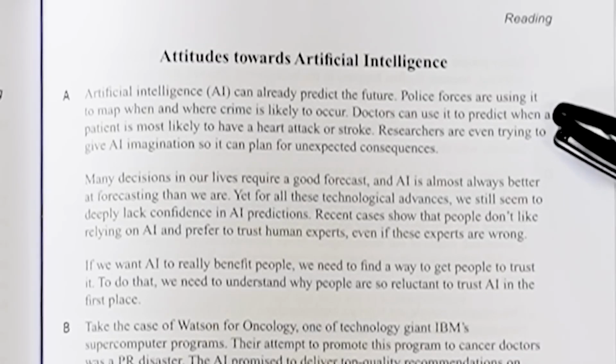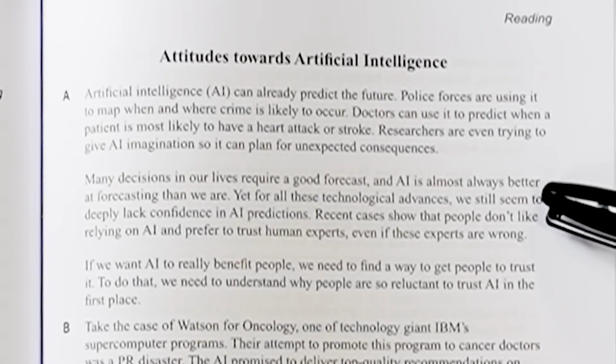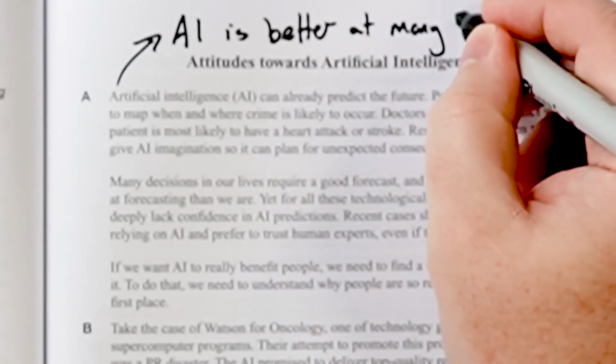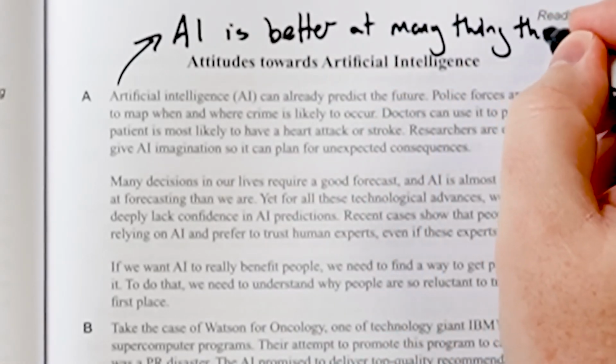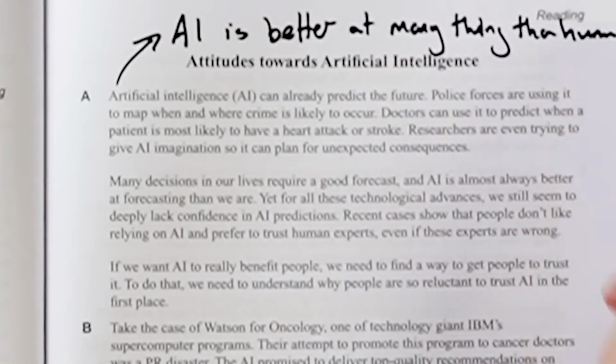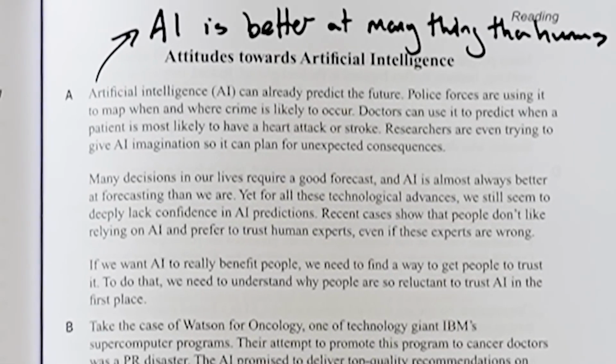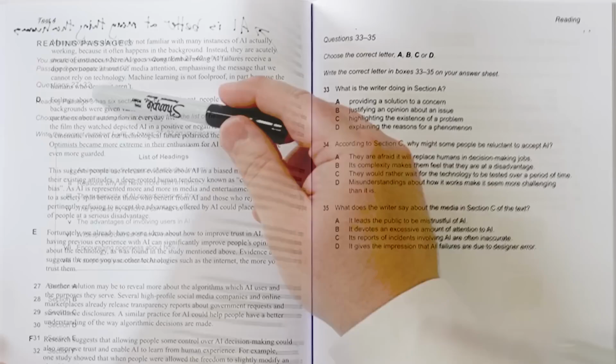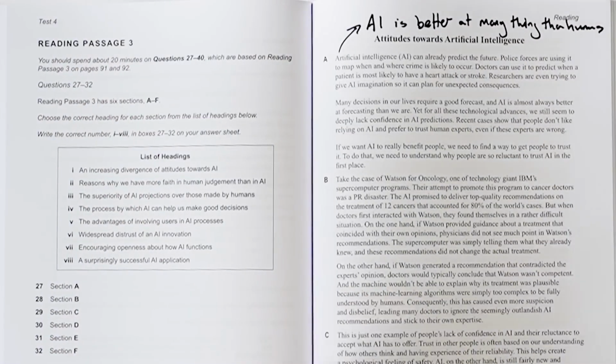So listing all the benefits, why it is better than humans, but humans don't really trust it. So we can't write AI is better than humans, but humans don't trust it, because that is 2 separate headings. So we're going to summarize this very simply. Try and simplify it as much as possible. AI is better at many things than humans. And then you would repeat that process for the rest of them. And by the time you've finished for A, B, C, D, E, and F, you have your own headings.